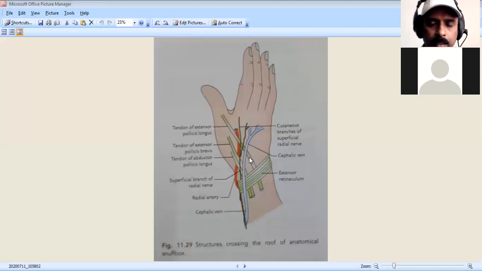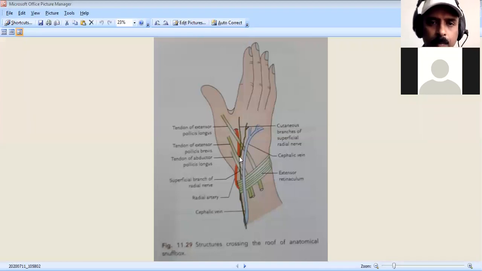When you see your extended thumb, the triangular depression is what we call the anatomical snuff box. It is called a snuff box because in olden days snuff, that is tobacco powder, was kept in a small triangular shaped box. Since it appears as a small triangular box, it is named the anatomical snuff box.